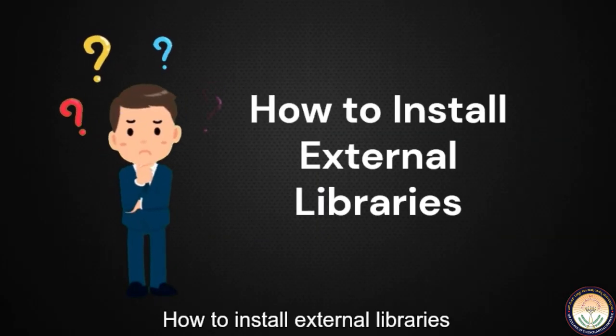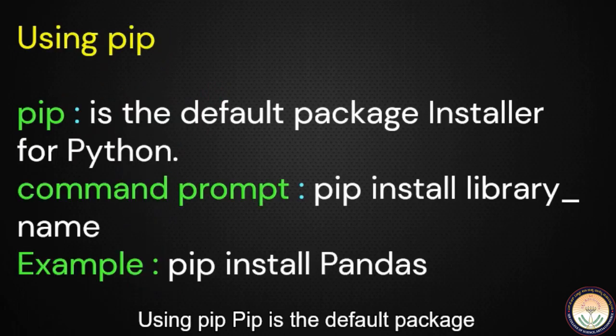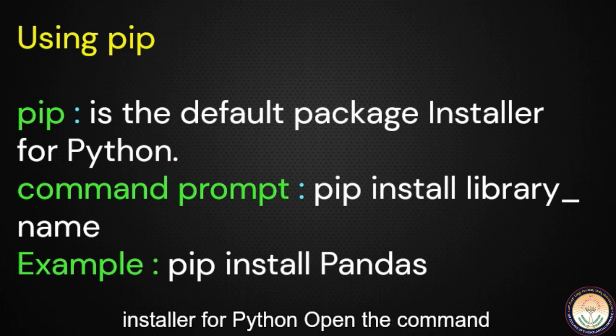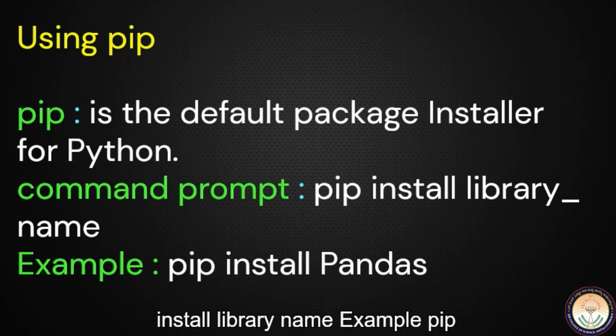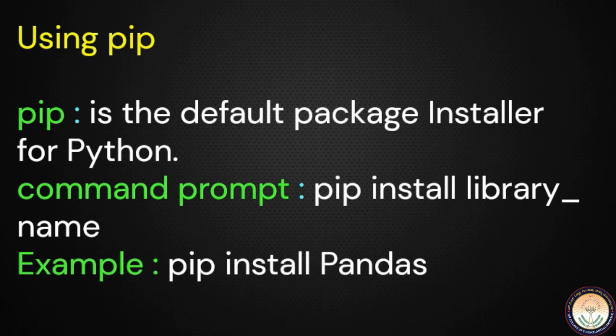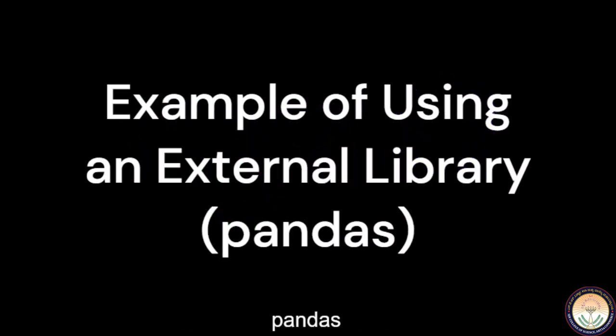How to install external libraries. Using pip. Pip is the default package installer for Python. Open the command prompt to install any library using pip install library name. Example: pip install pandas. Example of using an external library, pandas.